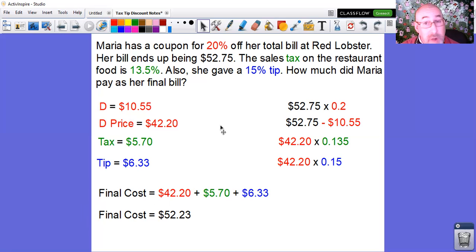So here's a prime example of what you may see on a test in the near future, also on the end of grade tests, because they like to throw these kinds of problems at you. You find the discount, you subtract that from the original price. That's the price that you use. Your discounted price is what you use to calculate tax and tip, and then you add those together.